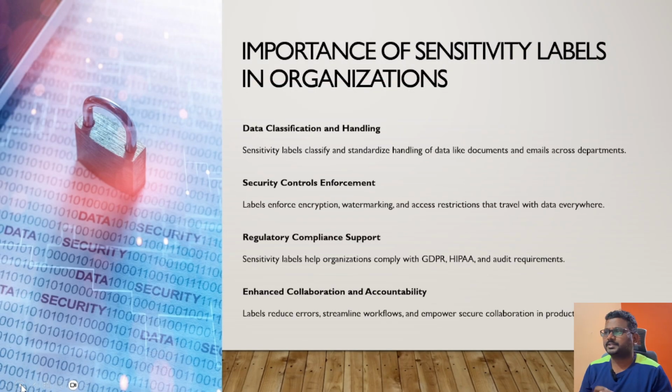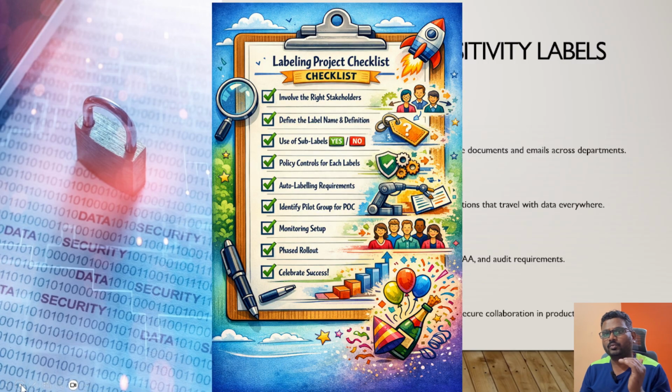So before I move to the importance of sensitivity labels in an organization, I'll just recollect how the integration, or the collaboration with various teams, is very important at the planning stage itself. If you are rolling out the labels, ensure that you involve every team that needs to be involved. If not, what's going to happen?